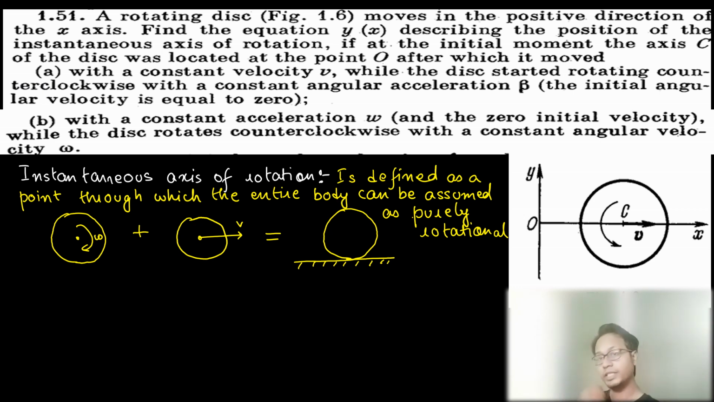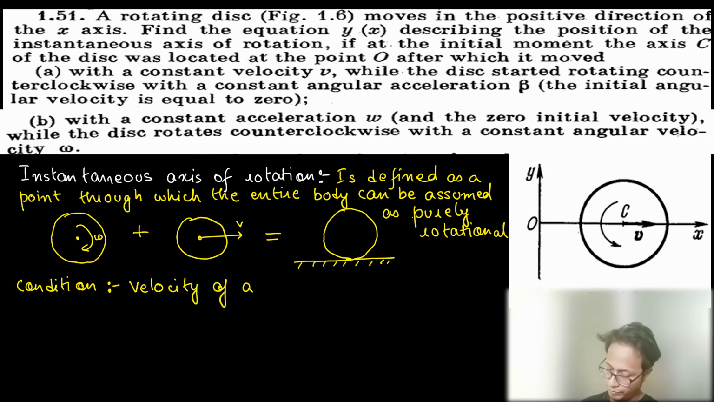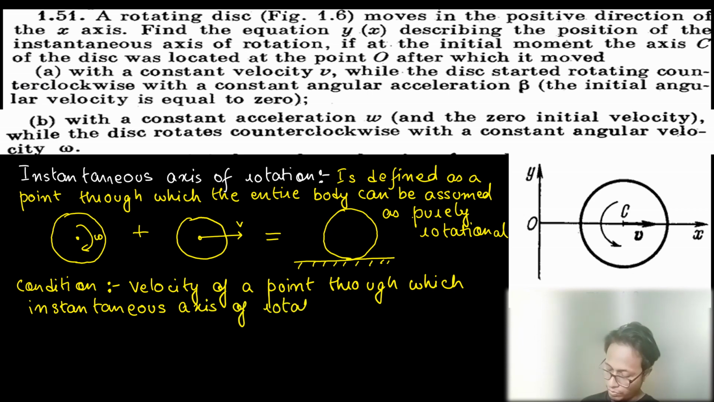Now, one of the conditions for the instantaneous axis of rotation is that the velocity of the point through which the instantaneous axis of rotation passes is zero.